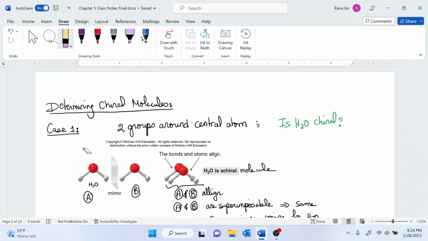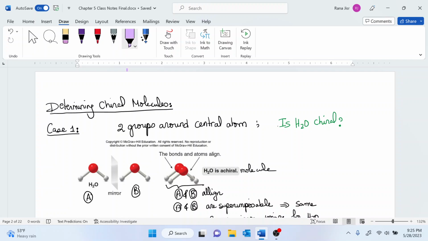Something like this: water. Water has an oxygen as a center atom and two hydrogens. If I put a mirror and look at the reflection of the water, then I take the water and its reflection. The idea is that if I take the molecule and its mirror image and put them on top of each other, they should not align. If they align, then this means that they are superimposable, they are the same.